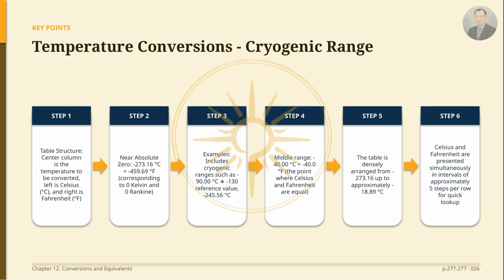This slide shows the temperature conversion table for Celsius and Fahrenheit in the cryogenic range. It includes key conversion points such as absolute zero, where minus 273.16 degrees Celsius corresponds to minus 459.69 degrees Fahrenheit, and the point where minus 40 degrees Celsius and minus 40 degrees Fahrenheit are identical. You can compare the Celsius and Fahrenheit values on either side of the center column. The remaining detailed figures are arranged in close intervals of about 5 degrees, so please use this to quickly look up the temperature ranges needed in the field.